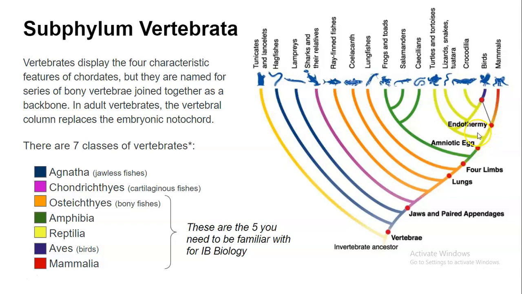And then endothermy, which is warm-bloodedness, evolved twice, both in birds and in mammals. To be an endotherm, which means you're warm-blooded, you generate a lot of your body heat by burning food. Whereas these creatures up here, the reptiles, the fish, the amphibians, who are cold-blooded, the way that they generate heat is they need to bask in the sun.